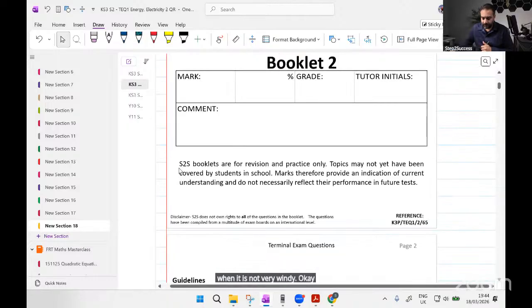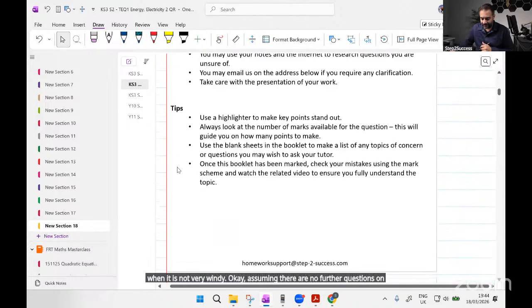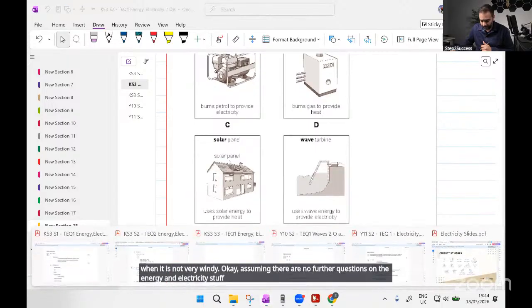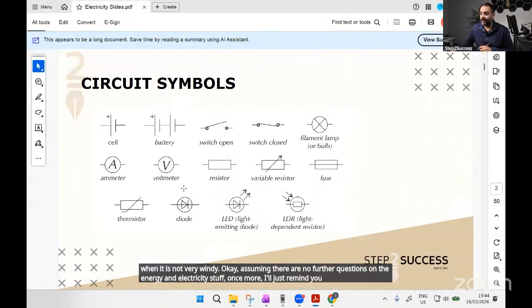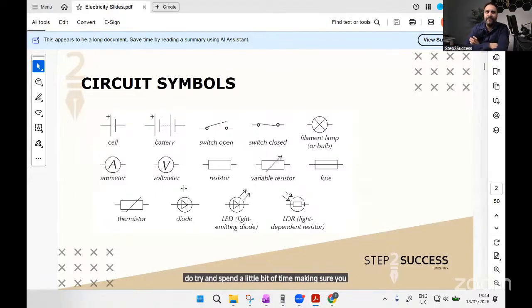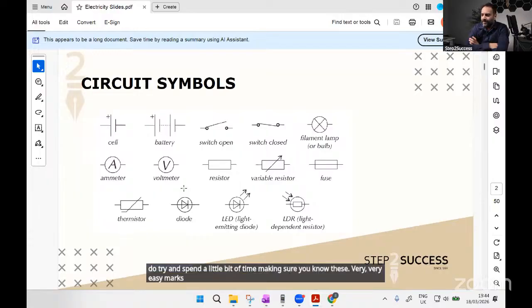Okay. Assuming there are no further questions on the energy and electricity stuff, once more, I'll just remind you, I'll leave this on the screen so you can have a look at it for a while. Do try and spend a little bit of time making sure you know these very, very easy marks. And you should not lose any marks on a question that ever says draw a circuit symbol or what is this symbol.